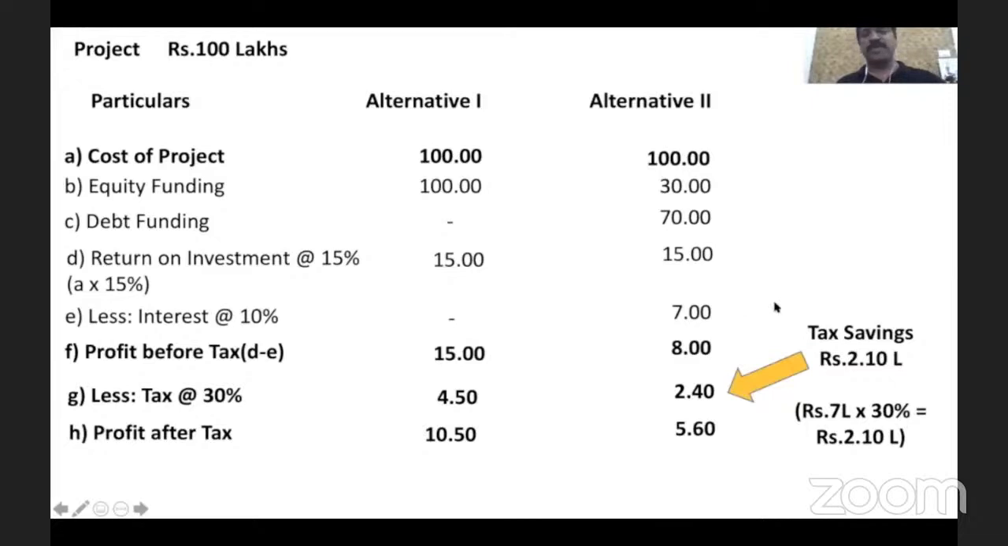This is something many entrepreneurs miss out. Many bankers also miss out. You can educate your customer: when they look at interest as a burden, as an expense, tell them that on one side you are saving taxes. Otherwise, you would have ended up paying more.